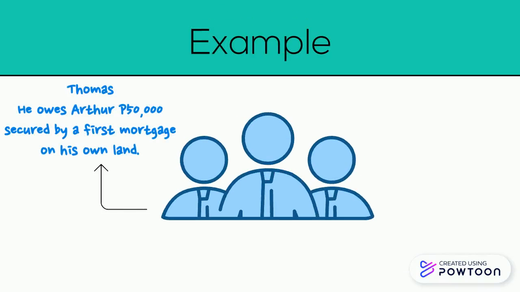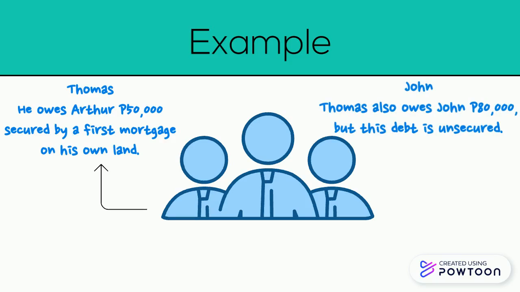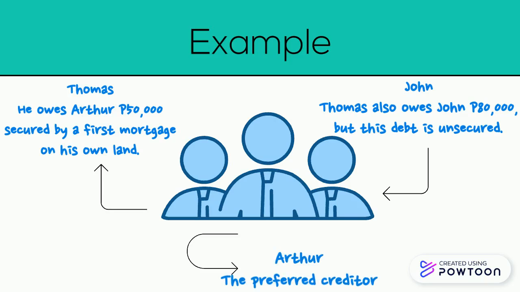Example: Thomas on the left side. Thomas owes Arthur 50,000 secured by a first mortgage on his own land. On the right side is John. Thomas owes John 80,000, but this debt is unsecured. On the middle is Arthur. Arthur is the preferred creditor.